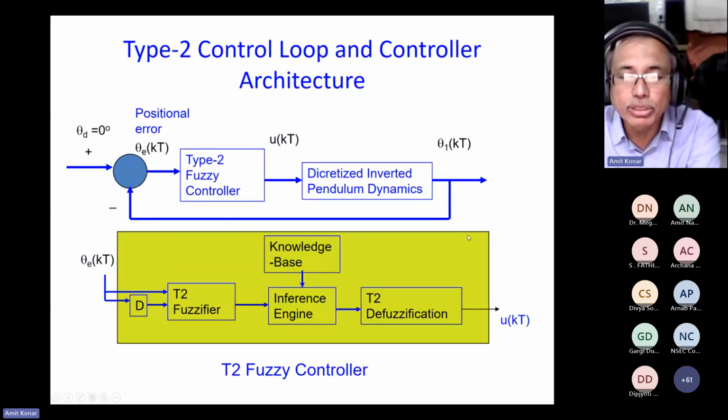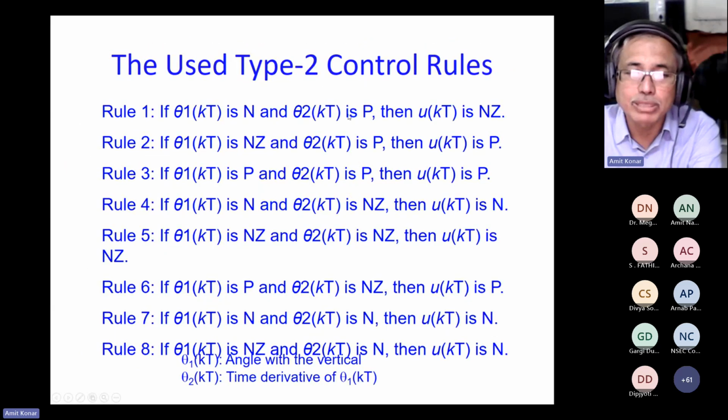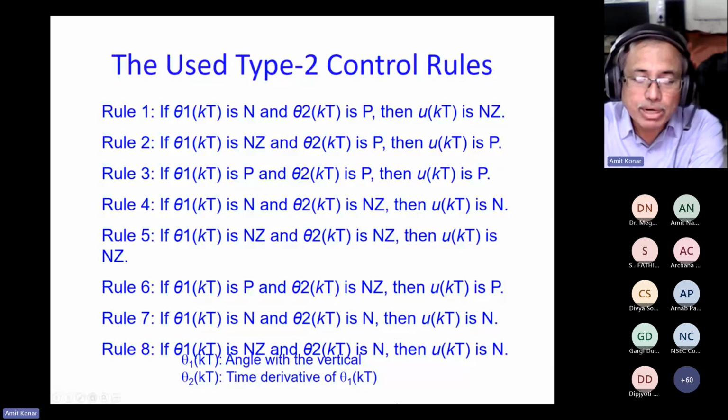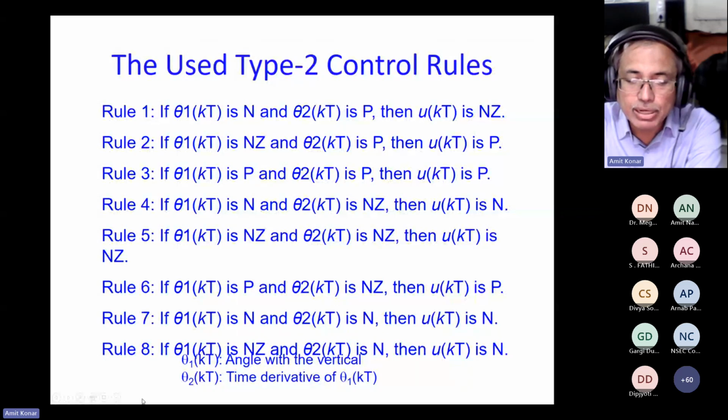For doing so, first we have to develop some knowledge base. If theta 1 is negative, and theta 2 kt, the derivative of the error, is positive, then the control signal, which is the torque, is near 0. In that way, we prepared some fuzzy rules. Theta 1 kt is the angle with the vertical, and theta 2 kt is the time derivative of theta 1 kt. We prepared 8 rules. These are very standard rules taken from the literature.